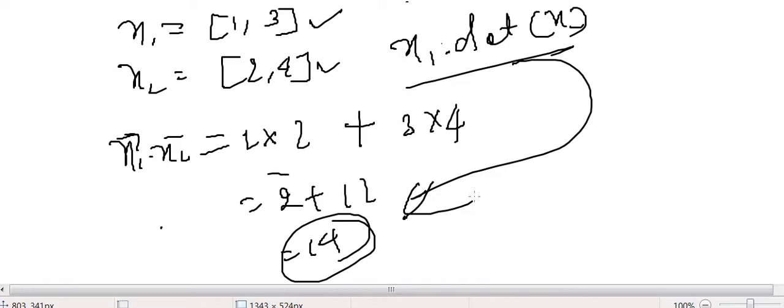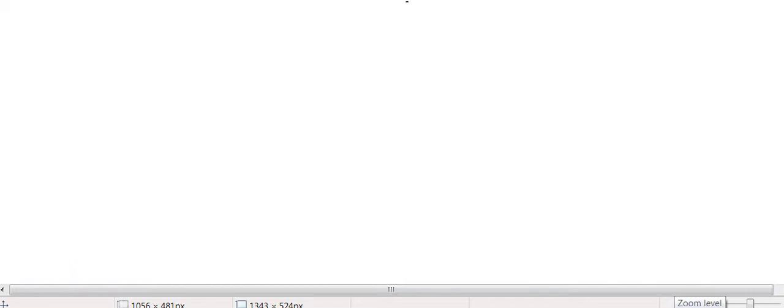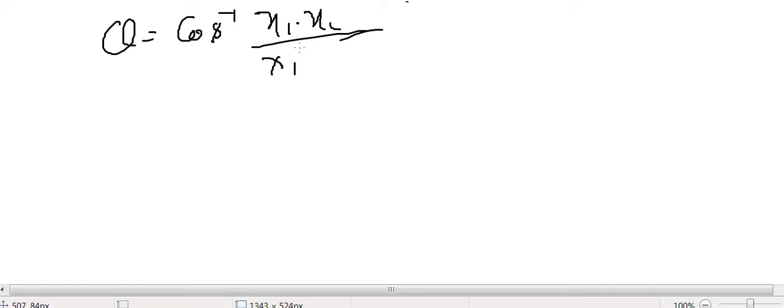Second thing, if you are talking about the formula, you can see theta is equal to cos inverse of x1 dot x2 divided by mod of x1 and mod of x2. So basically, what is the mod value? The mod value is just the distance from the origin. Suppose there is a vector, maybe here is a vector x1, and x1 is suppose 3 comma 4.